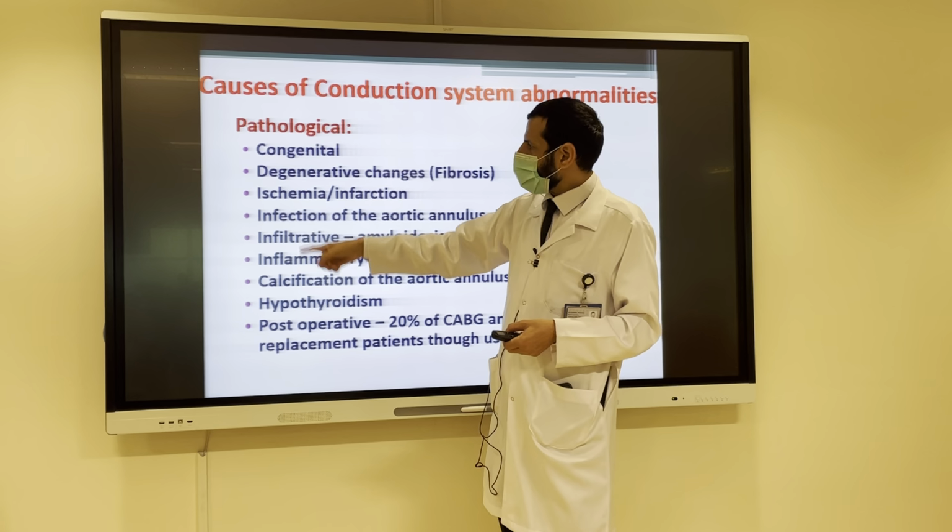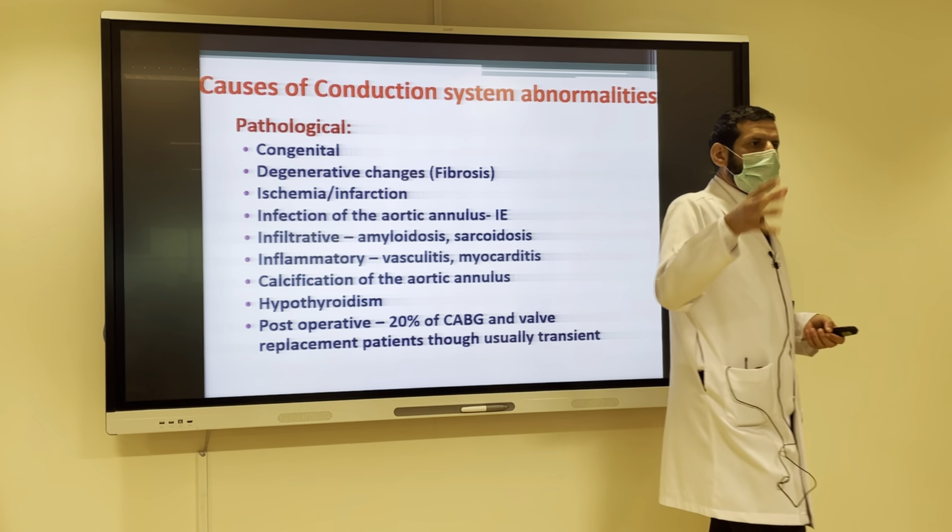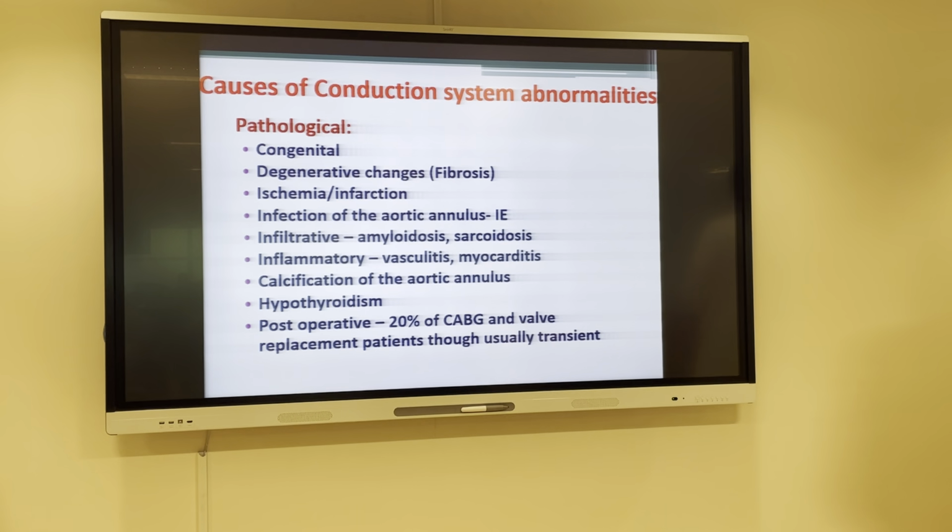Others, remember ischemic heart disease or infarction. Remember infarction, it can affect the myocardium. Part of the myocardium is included and it is the conduction system.